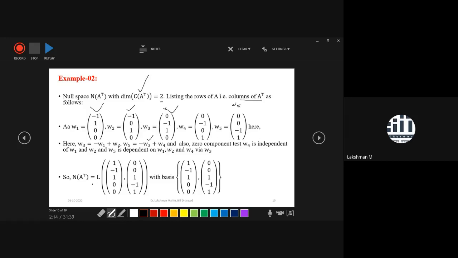So the basis of the null space of A transpose is this: the first vector having entries 1, -1, 1, 0, 0, and the second basis element of the null space of A transpose having entries 0, 0, 1, -1, 1. So you got the basis, and from here also you can validate that the dimension of the null space of A transpose is 2. We came across this at the start of this lecture.